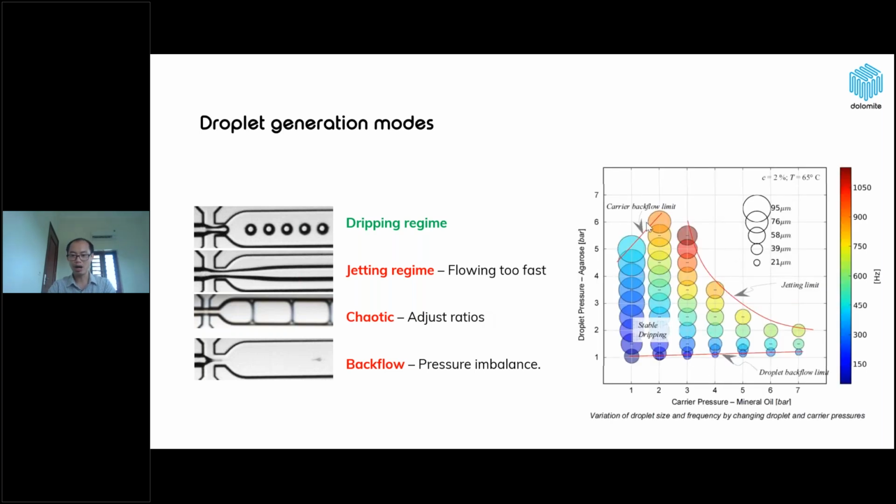This graph shows the variation of the droplet size and frequency by changing the droplet and carrier pressure. We have a stable dripping region here with different droplet sizes, and we have the carrier backflow limit, droplet backflow limit, and jetting limit just by changing the relative pressure ratio, or flow rate ratio.